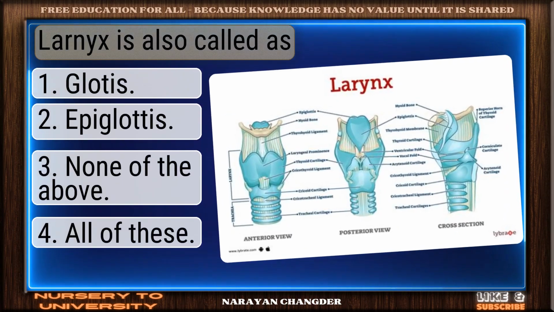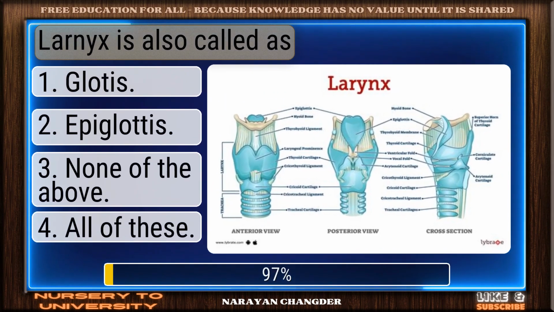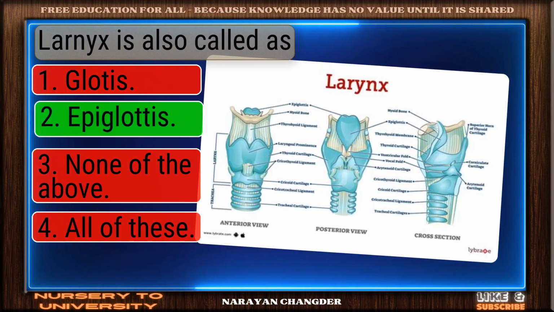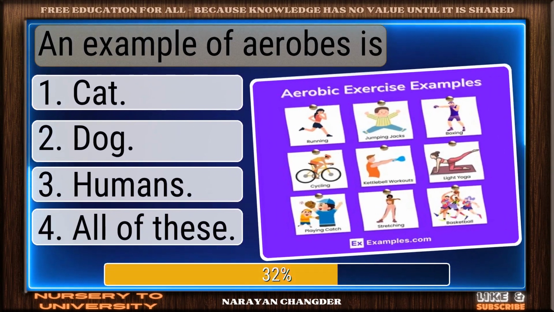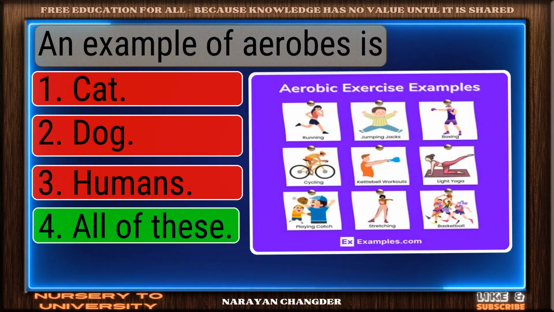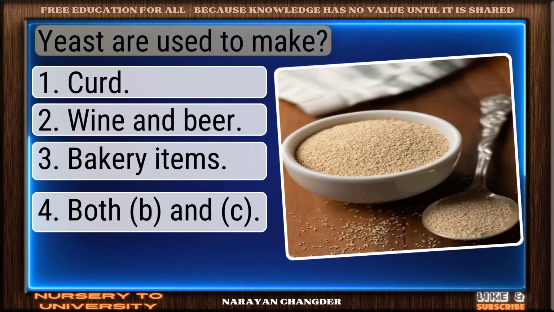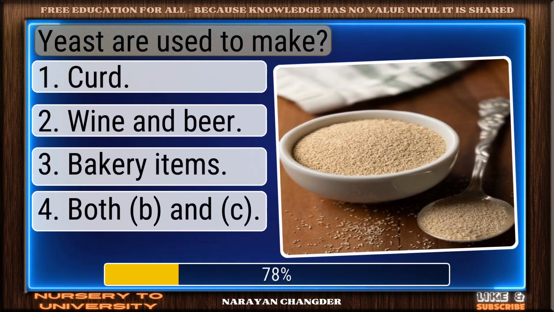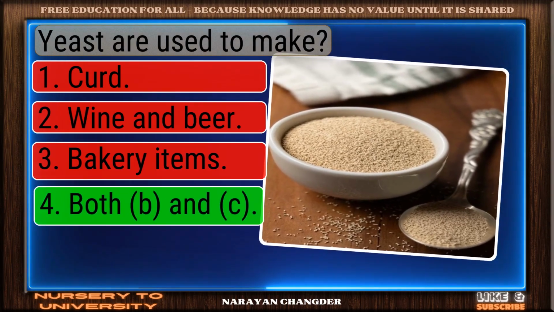Question number 265. Larynx is also called as. Nicely done. Epiglottis is a solid answer. Question number 266. An example of aerobes is. Smart move. All of these is an accurate answer. Question number 267. Yeast used to make. Valid point. Both and is true.